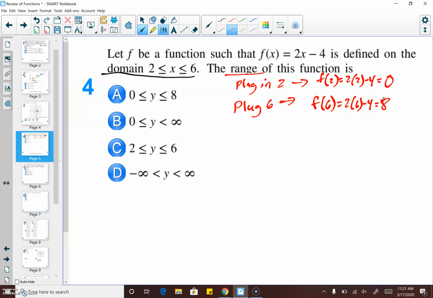So what's our range? If our domain is 2 to 6, our range here goes from 0 less than or equal to y, less than or equal to 8. So if you plug in any of the numbers between 2 and 6, you'll end up with an answer somewhere between 0 and 8.